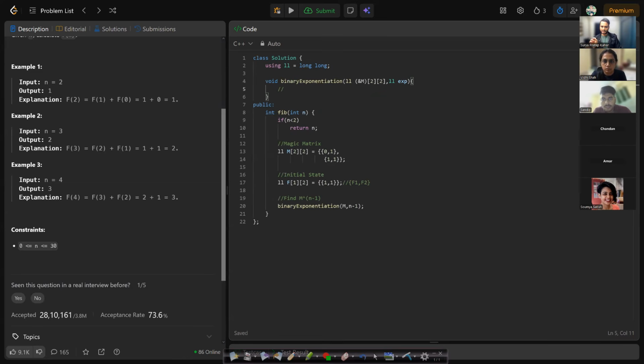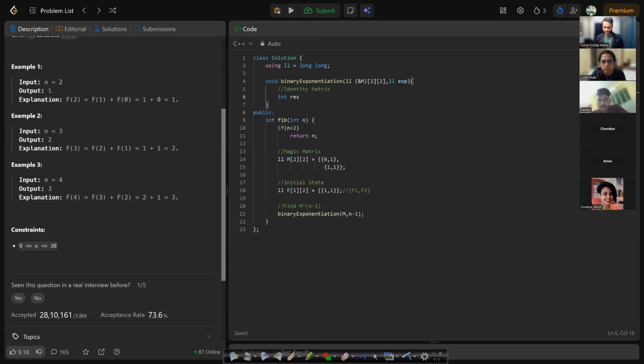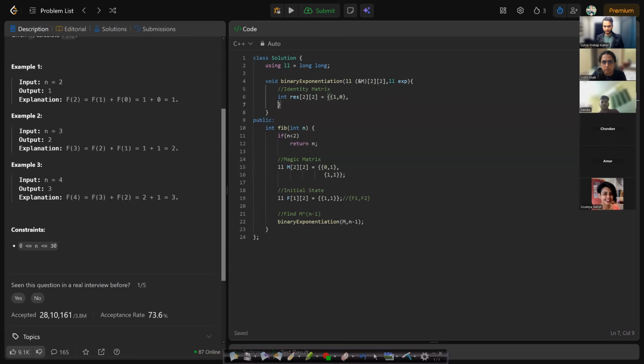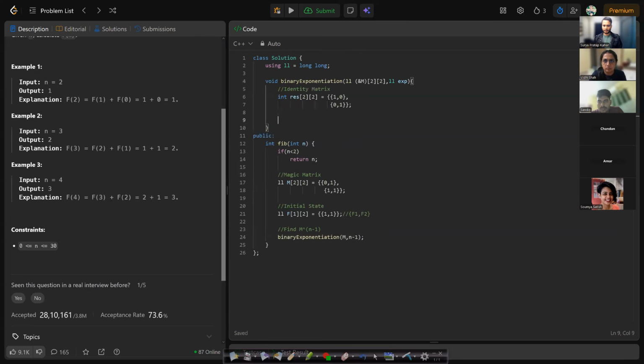For finding binary exponentiation, we have to handle two cases: even power and odd power. For odd power, I have to multiply with the result. The result will be initially an identity value. Okay, so let's define the identity matrix. It should be a result of size 2 by 2. I can define the value as 1, 0, and then 0, 1 as the identity matrix. For a larger one, you can write a for loop and do that, but let's do it in this way.